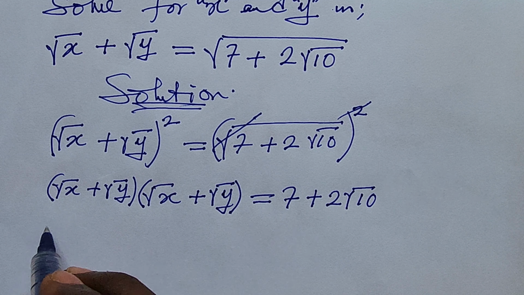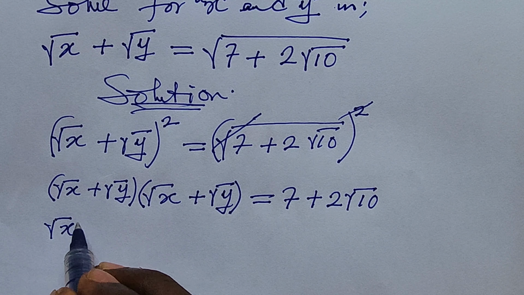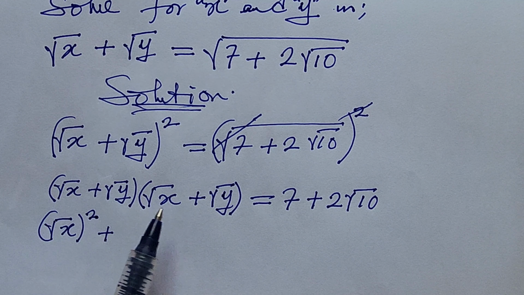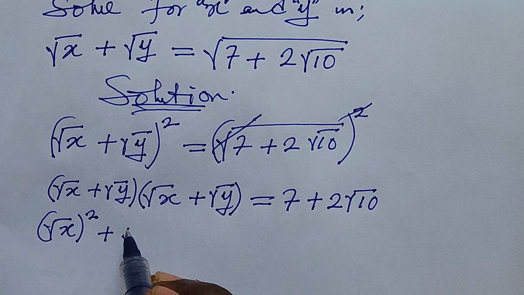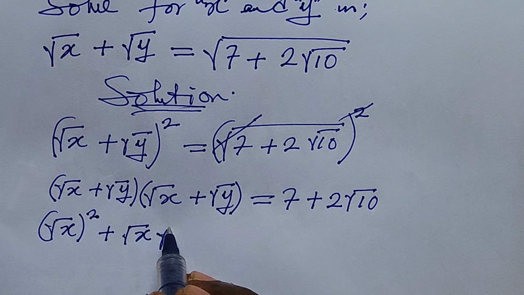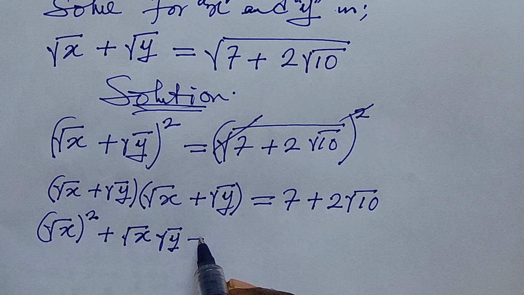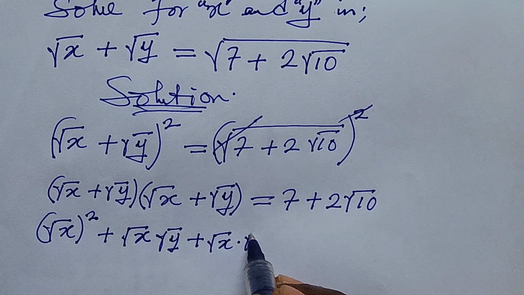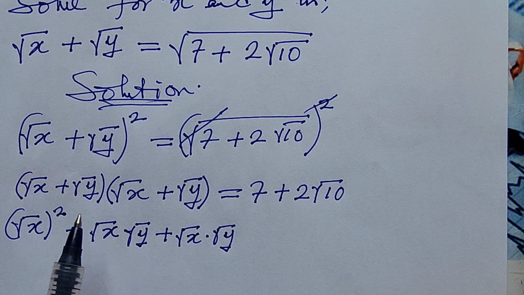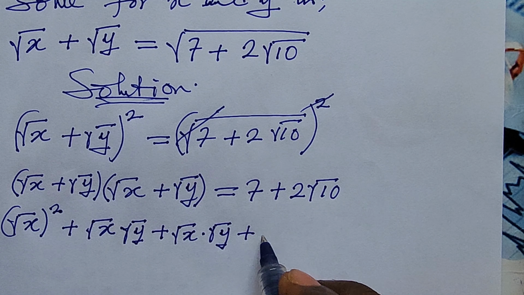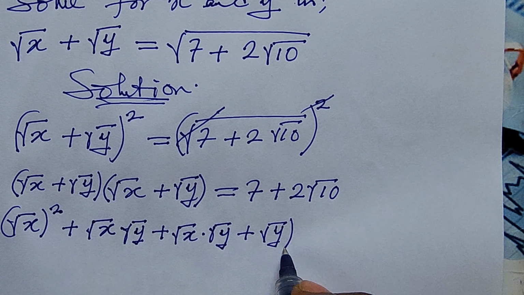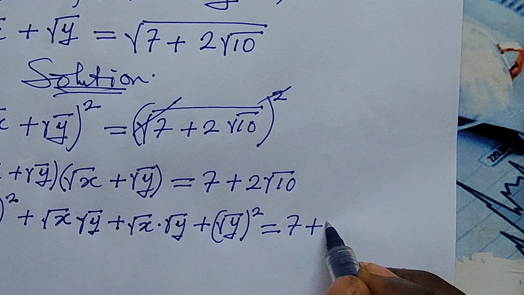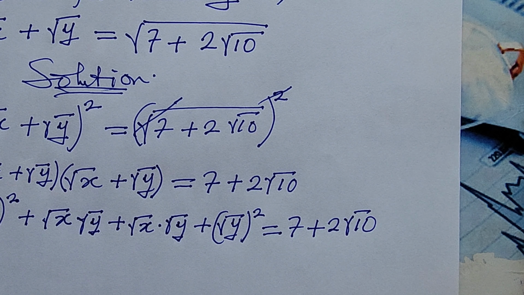Good. So what we do here now, we use this to multiply this. It's going to give us the square root of x all raised to the power of 2, plus we use this to times this, so this is going to give us the square root of x times the square root of y, then plus we use this to times this will give us the square root of x times the square root of y again, then we use this to times this will give us plus the square root of y all raised to the power of 2. This is equal to 7 plus 2 times the square root of 10.